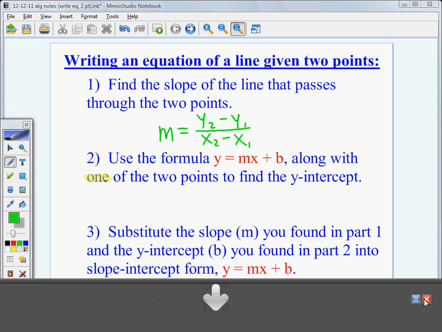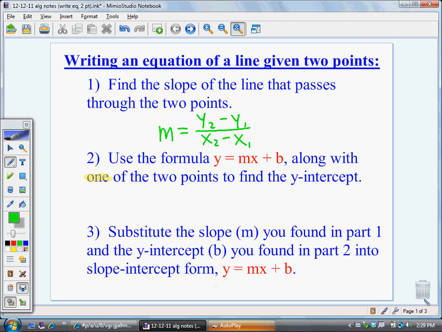And the last thing, step 3, just substitute the slope that you found in part 1 and the y-intercept that you found in part 2 into the slope-intercept form, y equals mx plus b. So in part 1, you're finding m, in part 2, you're finding b, and in part 3, you just substitute in for m and b, and you'll have your answer. I have 2 examples to work through.